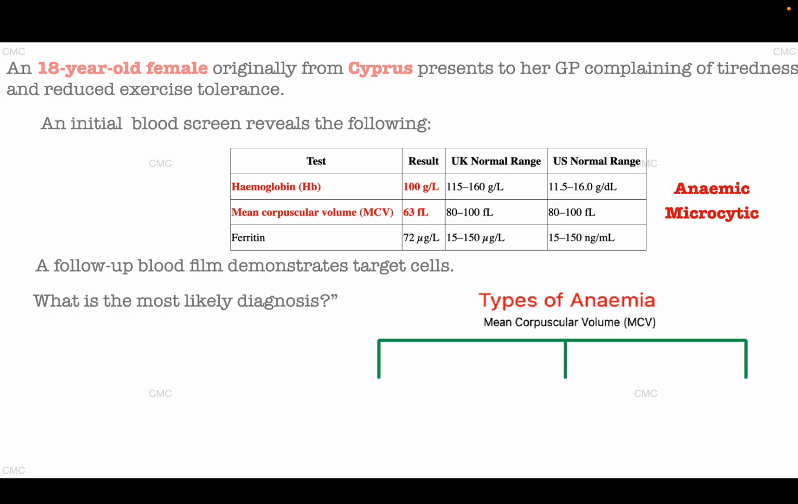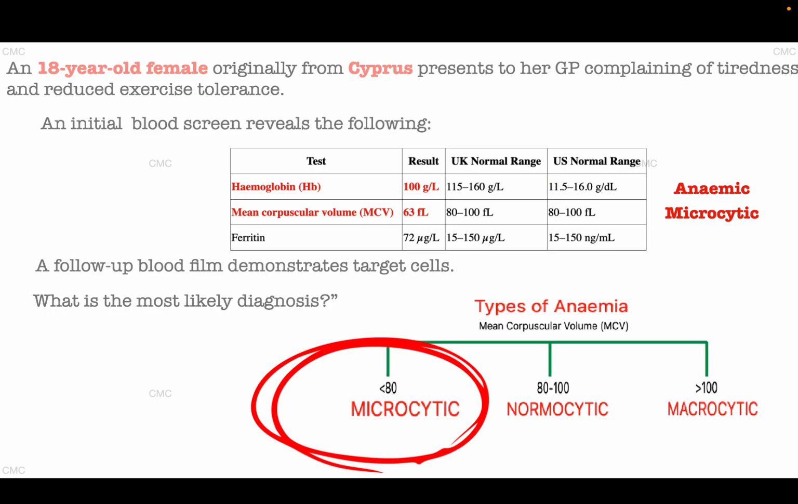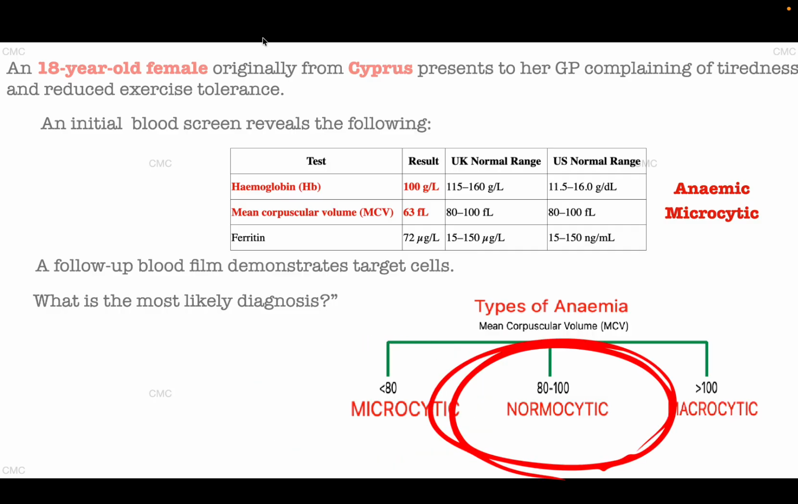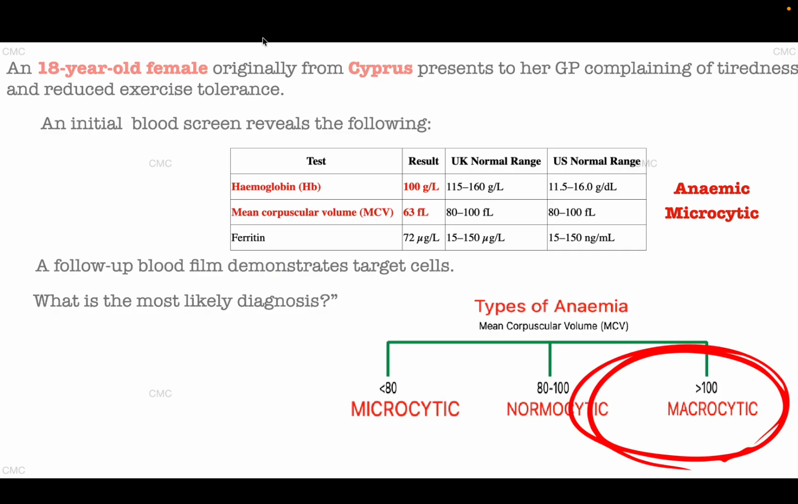Remember, there are broadly three types of anemia. Microcytic is if the MCV, in other words, the size of the red blood cells, is small, less than 80 femtoliters. Normocytic if the MCV is between 80 to 100, which is normal. And finally, macrocytic is if the MCV is over 100 femtoliters.